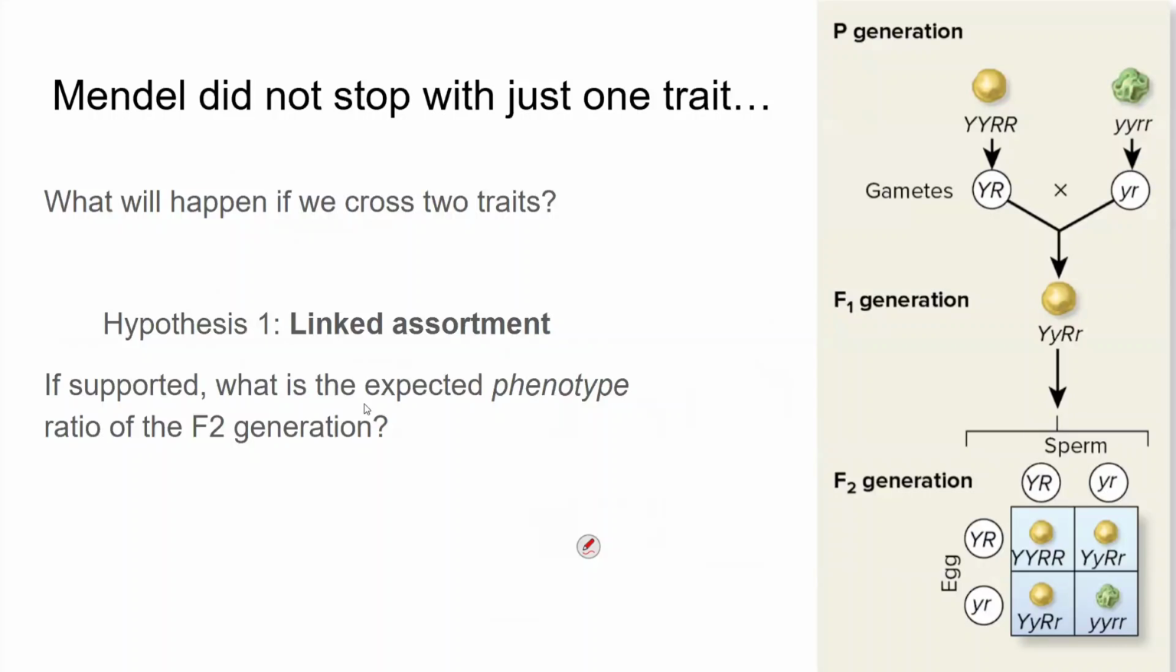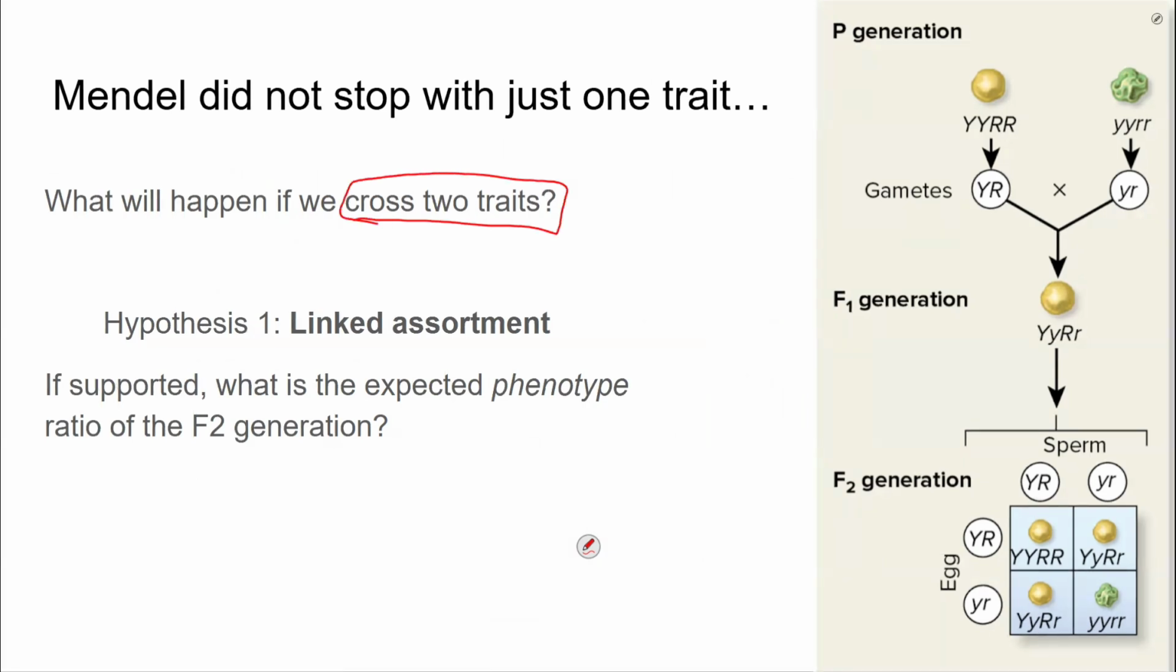So our buddy Greg wasn't satisfied looking at just one trait. He also started to look at two different traits. So if we cross two traits, if we take individuals that have seeds that are both yellow and round, and we take another individual that has seeds that are both green and wrinkled, and we cross them together, we would get individuals, we can draw this out with a Punnett square, that are heterozygous for both traits.